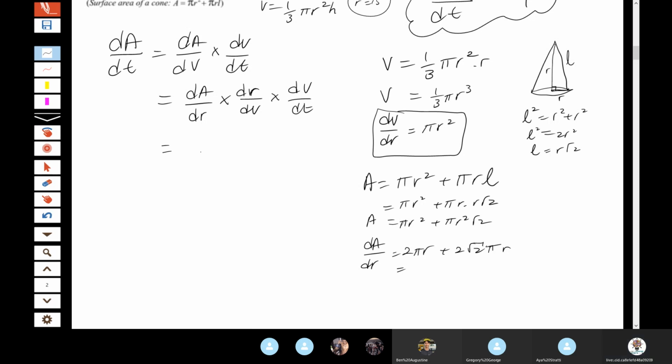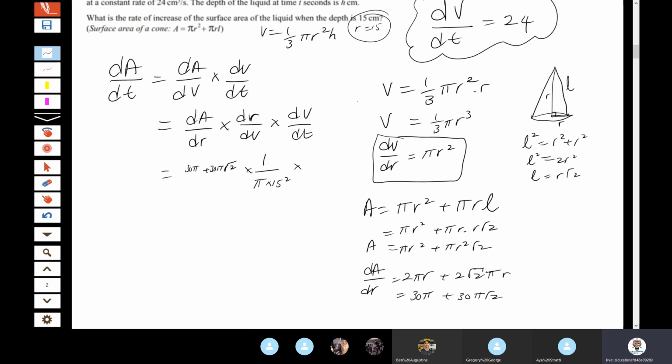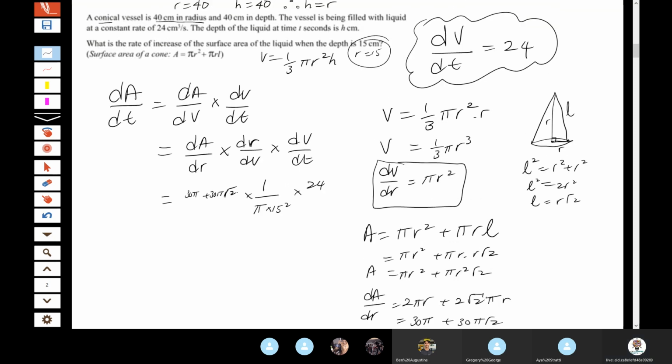But if you want it exact, actually, being extension students, let's do it. R is 15, so 30 pi plus R is 15, so that becomes 30 pi root 2. So dA on dr is 30 pi plus 30 pi root 2, times dr on dv, which is the reciprocal of this. So 1 on pi times 15 squared, times dv on dt, which was 24. And then just a matter of putting it together.